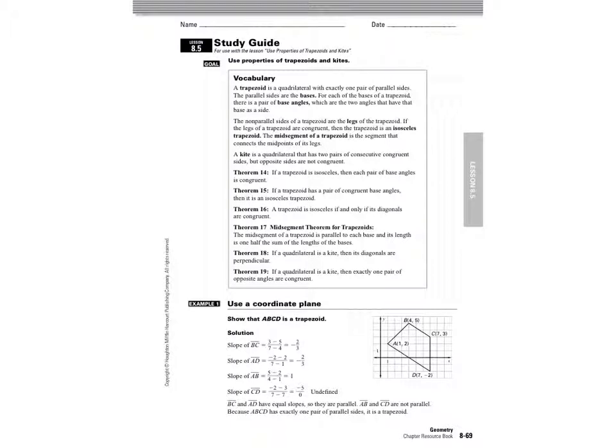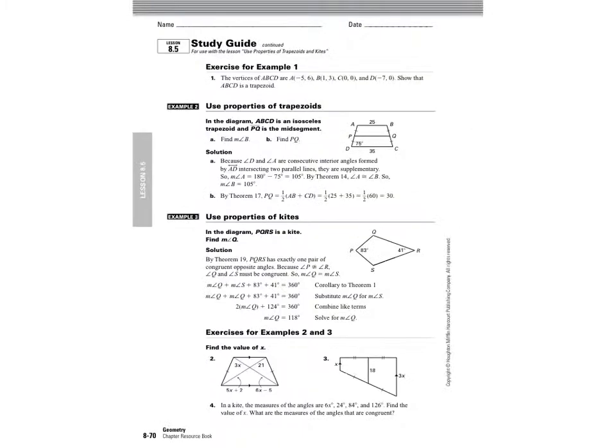Then in 8.5, this is where we saw the trapezoids and the kites. Remember, a trapezoid and a kite is not a parallelogram. Again, no coordinate plane, no distance formula, but know all of these theorems and definitions of trapezoids and kites. You will have to calculate a mid-segment. Again, no coordinate plane, but know the formula for mid-segment. Know how to find missing pieces of a kite or missing angle. Know which sides are congruent and which angles are congruent.